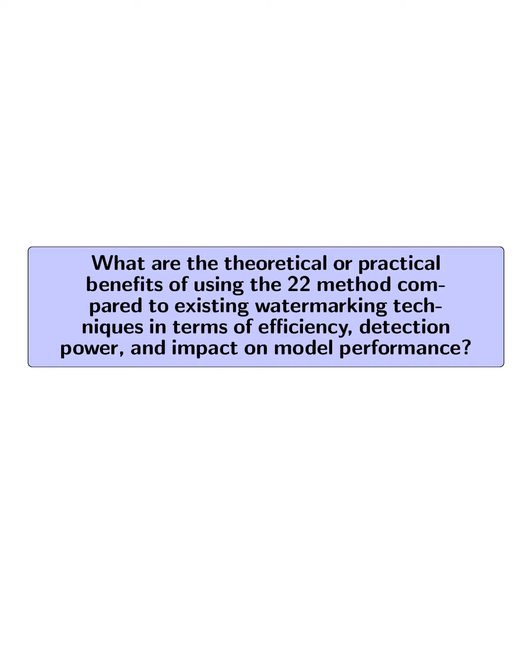What are the theoretical or practical benefits of using the 2-number-2 method compared to existing watermarking techniques in terms of efficiency, detection power, and impact on model performance?